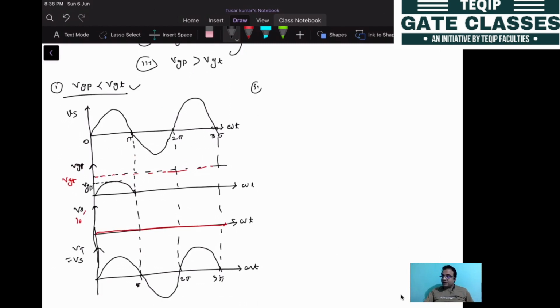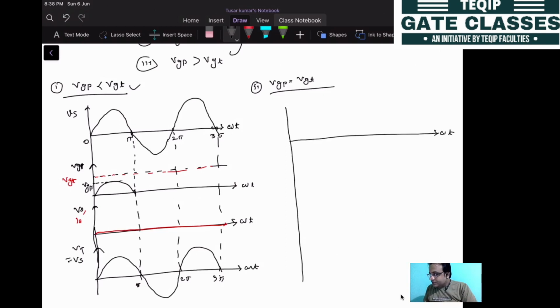In the second case, VGP will be exactly equal to VGT. If this is the case, let's draw the waveform again. This one will be the VS. VS is a sinusoidal signal, and you can represent it here. This is 0, this is pi, this is 2 pi, this is 3 pi.